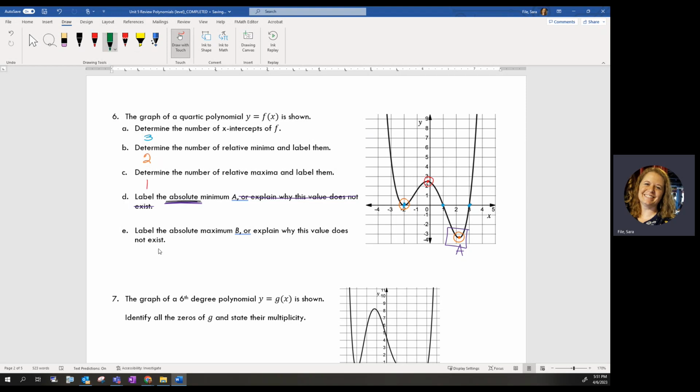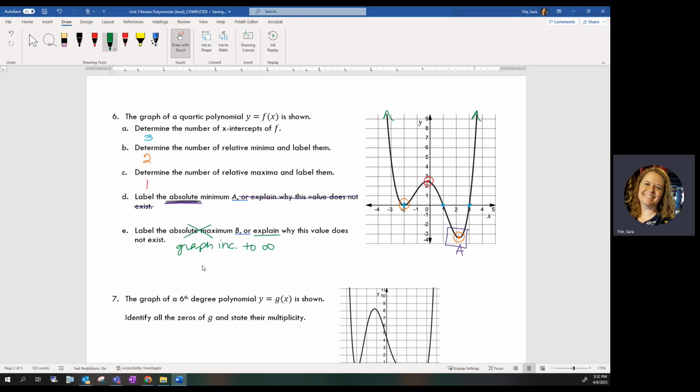So for E, it says label the absolute maximum. Well, out of my relative maximums, this is not the absolute maximum. This graph continues on the left and the right to go up forever. So this one, there is no absolute maximum. I'm going to explain why, and that's because the graph increases to infinity, goes up forever, however you want to word that.